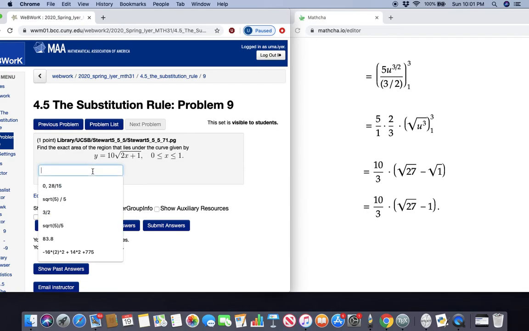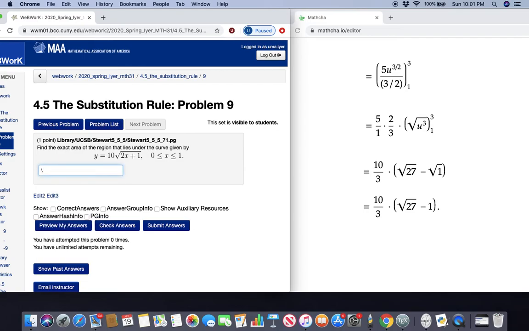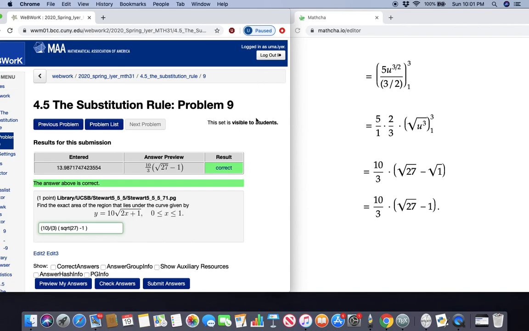Okay. So first a fraction. It is 10 over 3 and then a parenthesis. The first part is square root 27. The second part is minus 1. Okay, so this completes our last problem in this section.